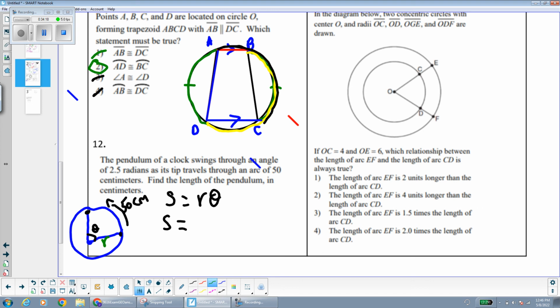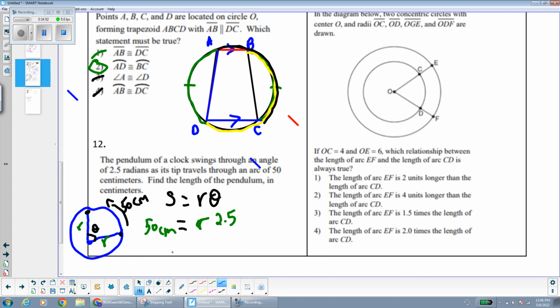And since we're finding the length of the pendulum, we're actually finding the radius. Because if the pendulum is on the center of the clock, and it's swinging around and around, where it's swinging around in that circular manner is going to be the radius, whether it's here or here, or somewhere else in the circle. So we're actually finding the radius. So that's important to make sure we're plugging in the correct things into this formula. So our arc length is 50 centimeters. We're finding our radius, and our angle is 2.5 radians.